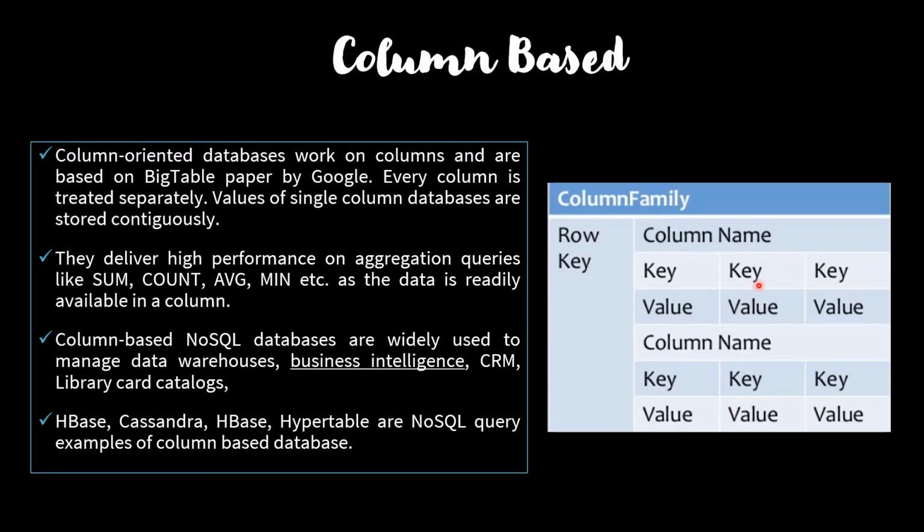Right. We go to the second one, which is a column base. Column base works on columns, that's why its name is column, and it is based on the Bigtable paper by Google. So every column is treated separately. Values of a single column are stored continuously, and they deliver high performance. Column-based NoSQL databases are widely used to manage data warehouses, business intelligence, CRM, and library card catalogs.